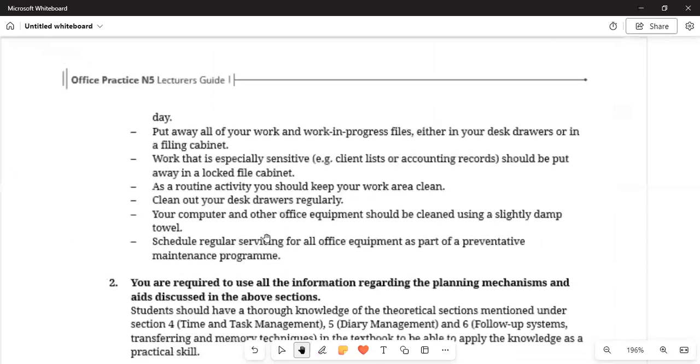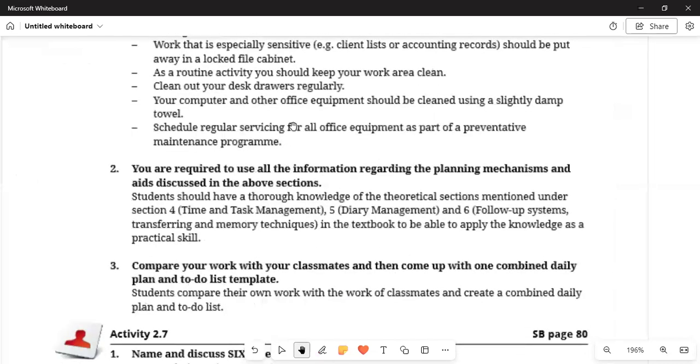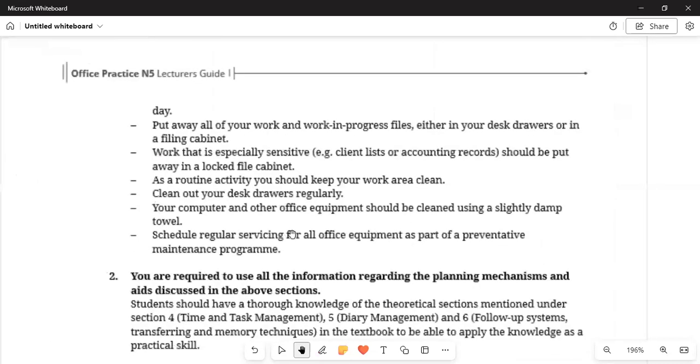And then, going again, we see that you have to put away all your work and work-in-progress files, either in the desk drawers or in the file cabinet. Especially sensitive client lists and accounting records should be put away in the locked file cabinet. And then as a routine activity, you should keep your work area clean. Clean out your desk drawers regularly. Your computer and other office equipment should be cleaned using a slightly damp towel. Schedule regular services for all office maintenance programs.